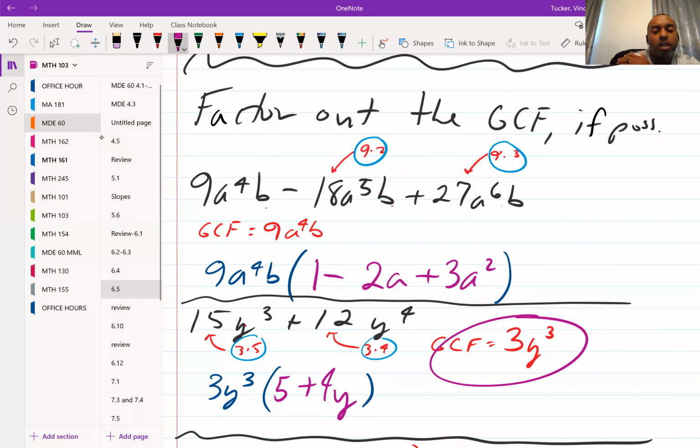So out of 15 and 12, they have a 3 in common, because 15 is 3 times 5 and 12 is 3 times 4. So we know they have 3 in common. Then when we look at y cubed and y to the fourth, at the most that I can pull out of both terms would be the 3y's, y to the third power. All right. Any problems?